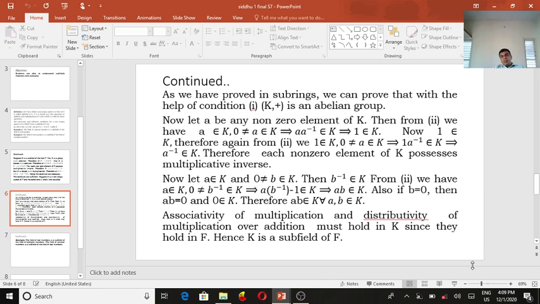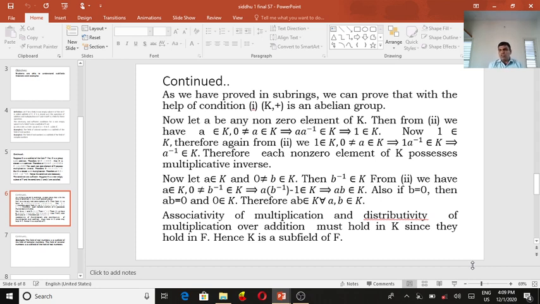Also if B equals 0, then AB equals 0. 0 belongs to K. Observe, the zero element also belongs to K. Therefore, the product AB belongs to K for all A, B belongs to K. Similarly, associativity of multiplication and distributivity of multiplication over addition must hold in K. So the additive inverse, commutativity, unity, everything is in the subfield form.